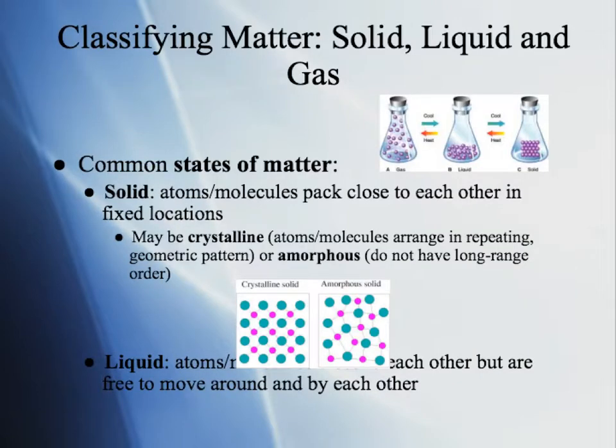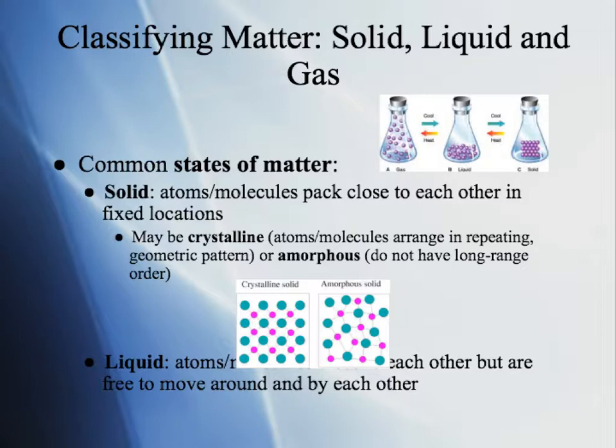We kind of alluded to it in the last slide, but matter can be classified many different ways. One way could be the state of matter. There are three common states of matter: solid, liquid, and gas. And you probably learned this from elementary school, right?